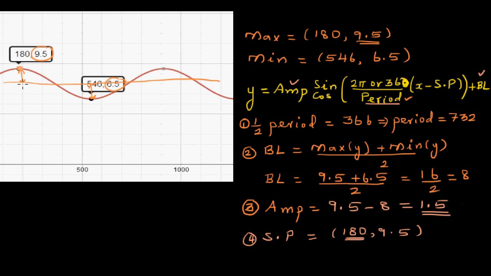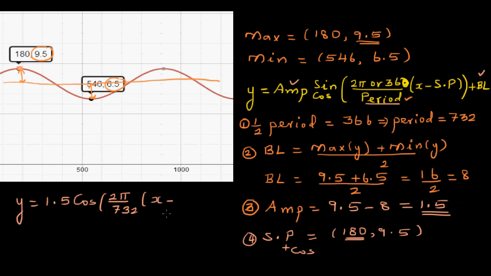So it's a positive cos graph, because you're starting from the maxima. The equation would be y is equal to the amplitude 1.5 times cos of 2 pi divided by the period, not 8, sorry. What's the period? The period is 732. So 2 pi divided by 732, bracket x minus the starting point.